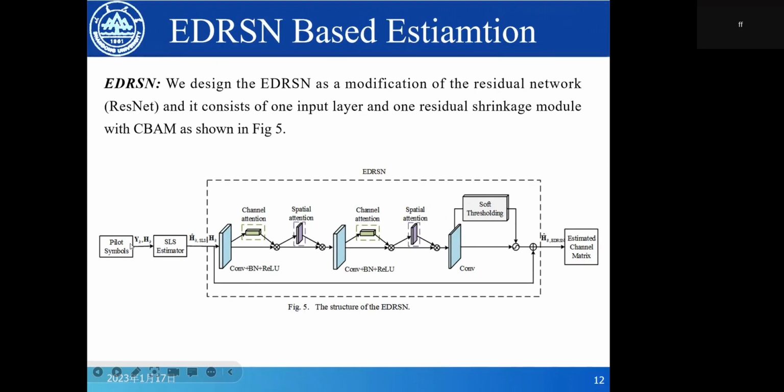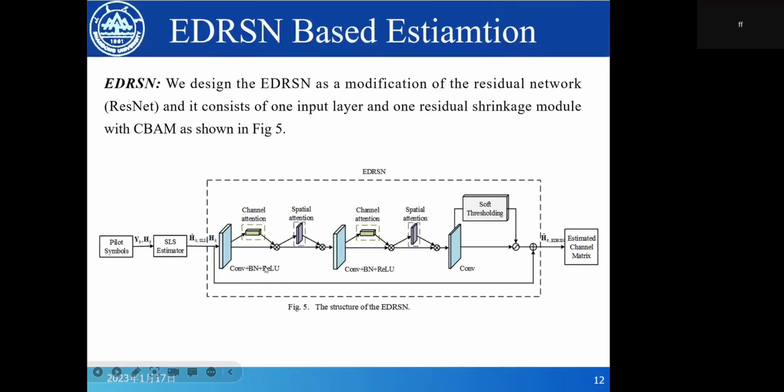So we can see, we first put the input YK, P and HK into SLS estimation to obtain the rough channel estimation result, HK SLS. And we put the HK SLS and the real channel matrix HK to the EDRSN as the input data and the label.